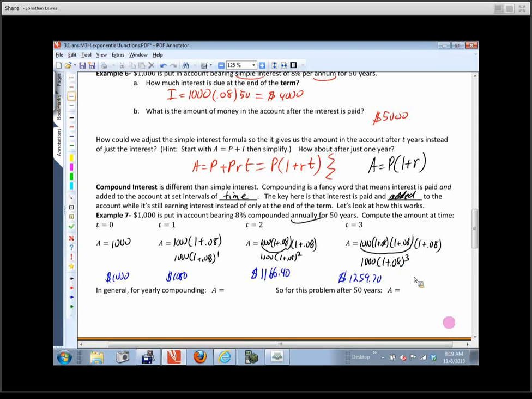So a general formula for yearly compounding would be this. The amount in the account is going to be the principal, 1 plus the rate raised to what? Raised to the t. So for this problem, after 50 years, we could figure it out by doing this. 1,000, 1 plus 0.08 raised to the 50. Now, throw that in your calculator.